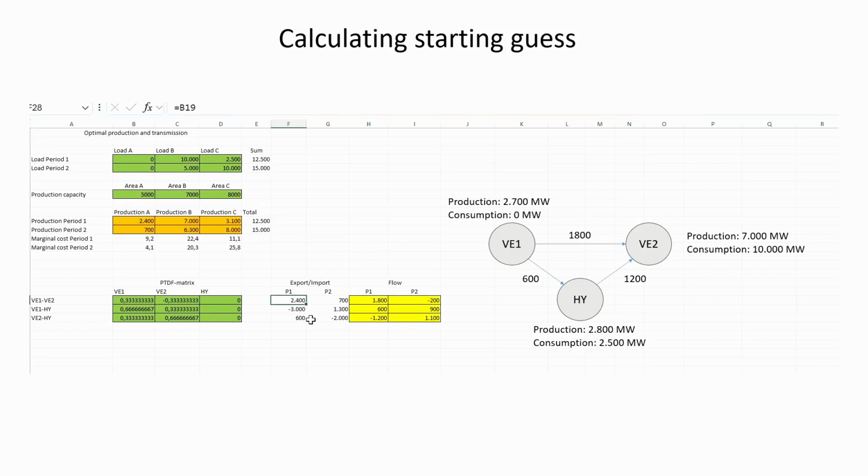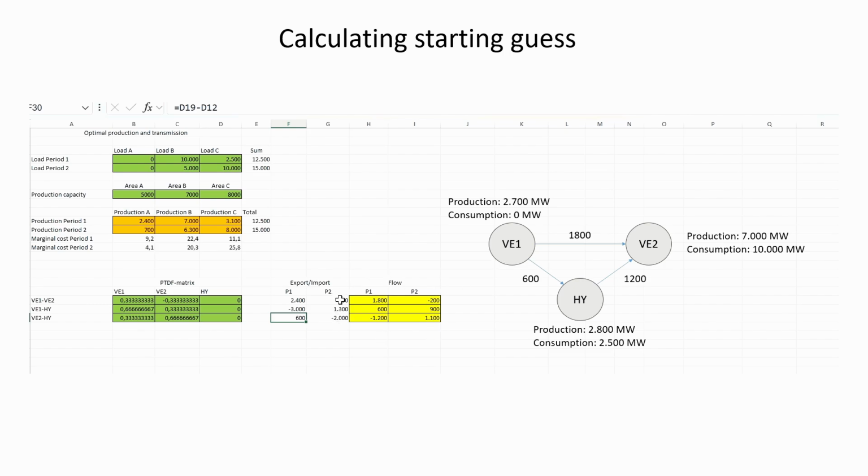And then for period 1, I calculate the export from area A, this here is the import to area B, and this is the export for area C. And when I multiply this vector with the power transfer distribution factors matrix, I get these flows. And in the other case, in period 2, I multiply these values and get these flows.